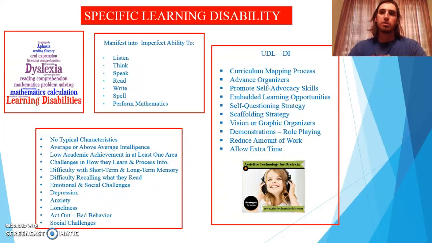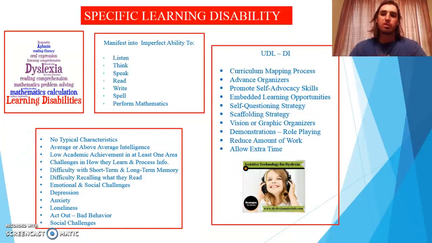Students with learning disabilities typically have average or above average intelligence. However, they almost always have low academic achievement in one or more areas. They also may have challenges in how they learn and process information. One example of a reading disability is dyslexia. Students with a reading disability may struggle with comprehension, reading fluency, word identification, and phonemic analysis.